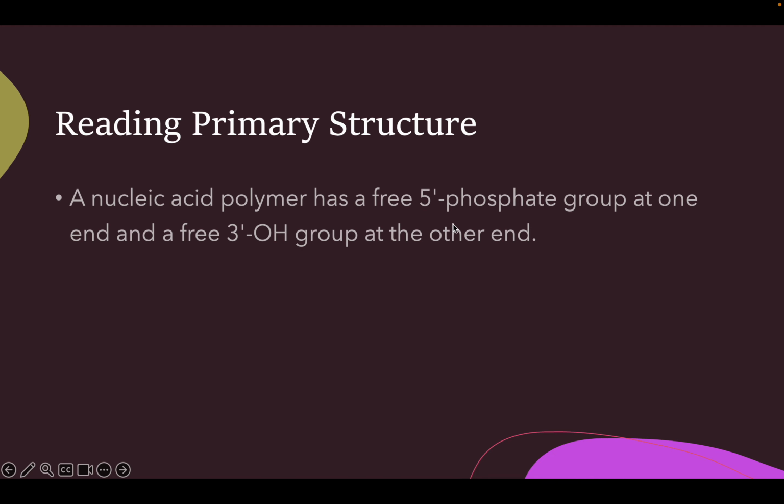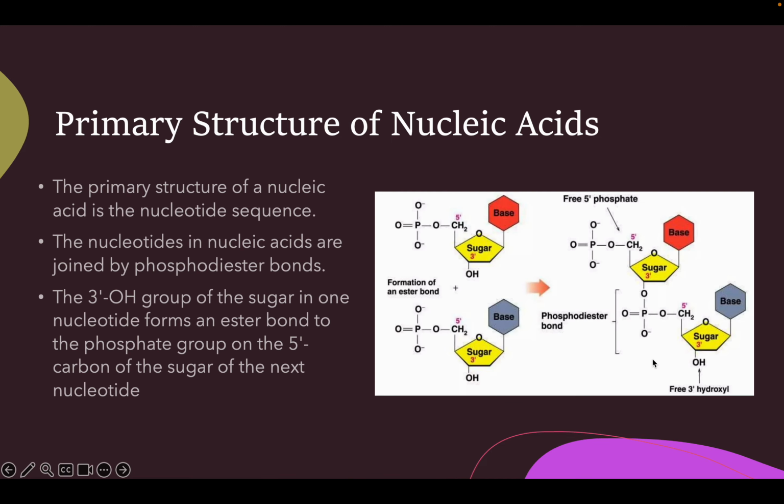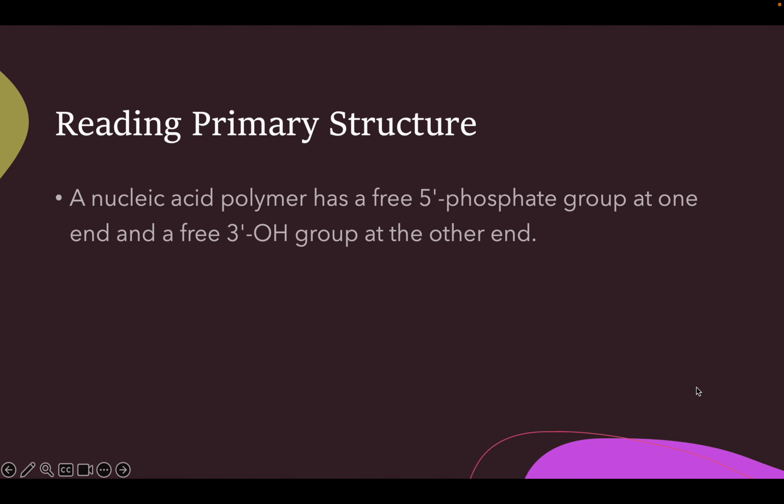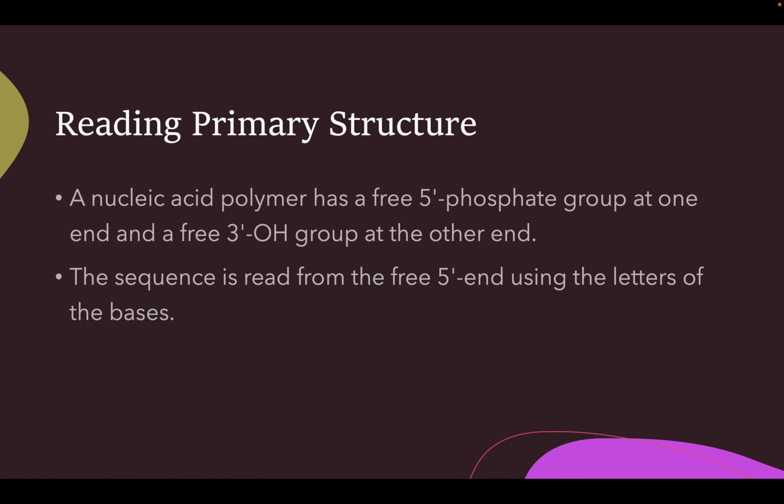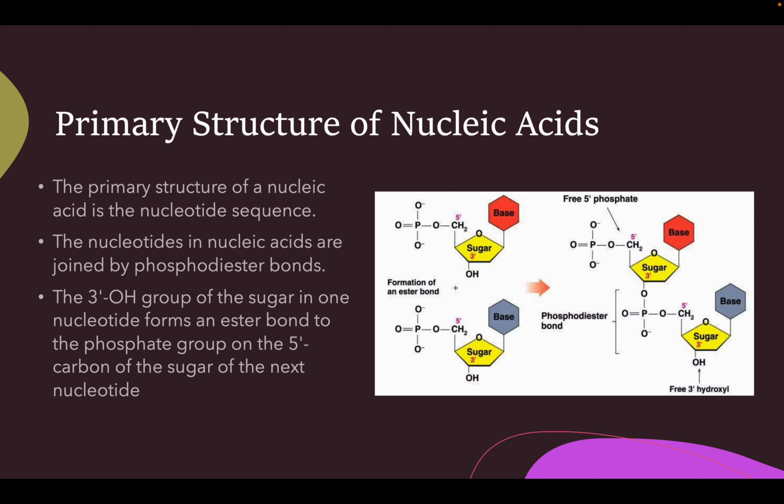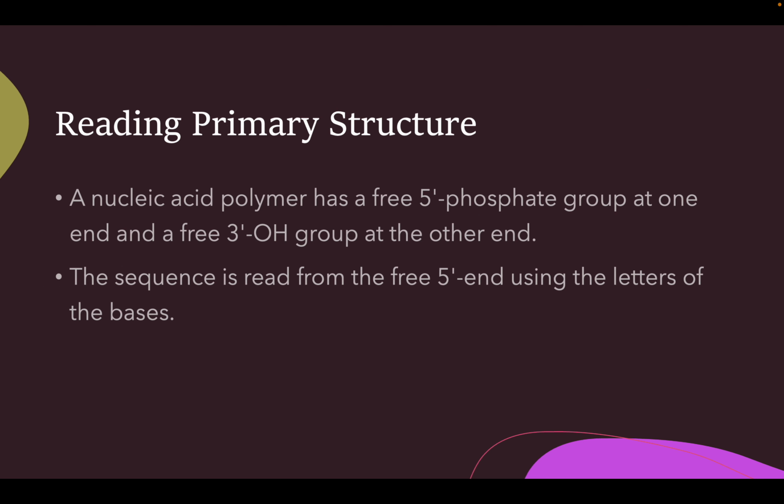So as I have talked about, it always has a free 5 phosphate group and a free 3 hydroxyl group, which can form the polymer by adding different monomers using the 5 phosphate group and the 3 hydroxyl group, and the sequence is read always from the 5 end. So we have the direction from 5 to 3, right? 5 phosphate group and the 3 prime hydroxyl group. So the sequence is always read from the 5 end using the letters of the bases, not from the other direction, from 3 to 5. It's always read from 5 to 3.